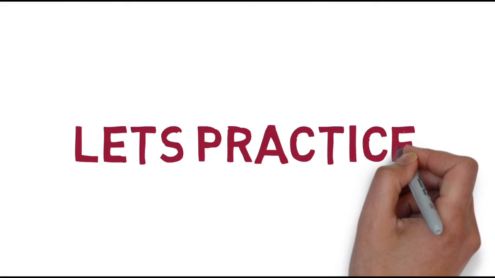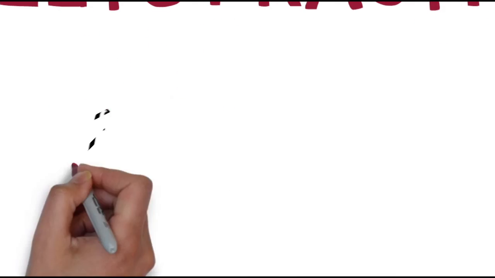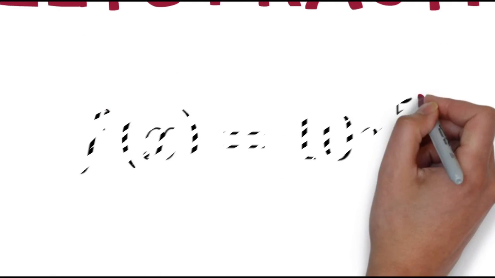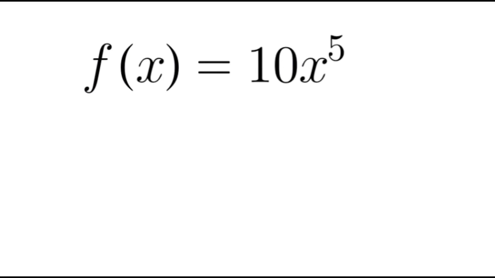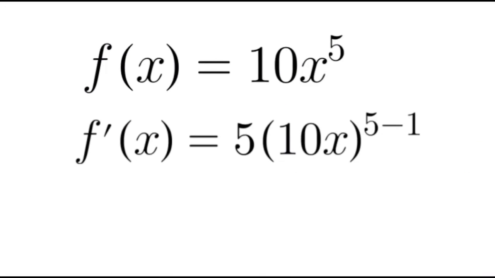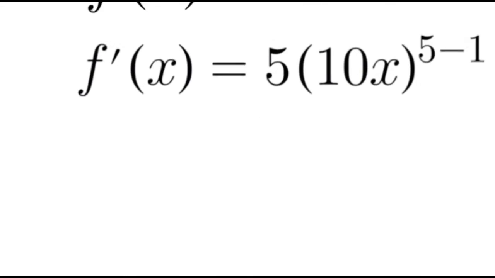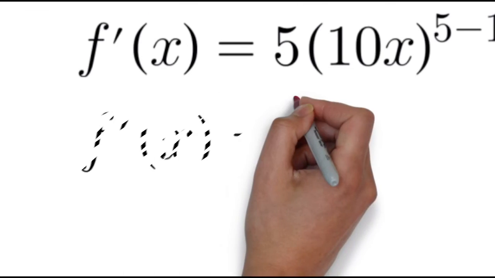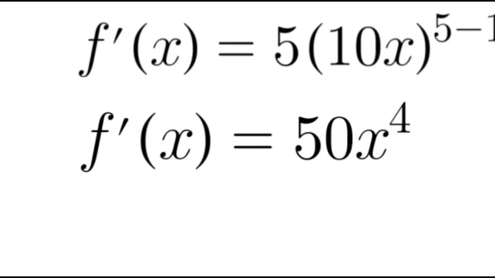Let's practice some more. F of x is equals to 10x to the power of 5. Using the theorem, we get 5 multiplied by 10x to the power of 5 minus 1. So our final answer is f prime of x is equals to 50x to the power of 4.